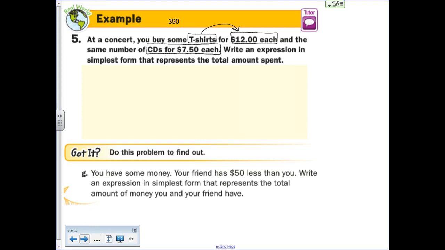So we know how much t-shirts cost. We know how much CDs cost. What we don't know is how many we bought. So that's going to be our variable. And I suggest using X as your variable, since we're not talking about just t-shirts and we're not talking about just CDs. We're talking about both. And it's going to be the number, hashtag, of t-shirts. You can just write T's and CDs.